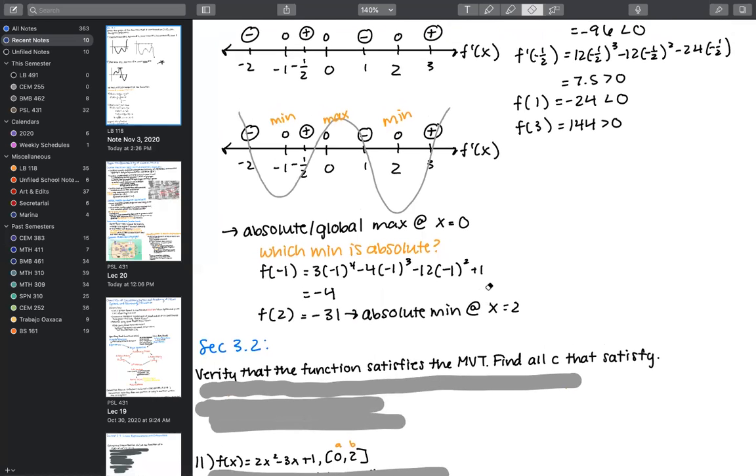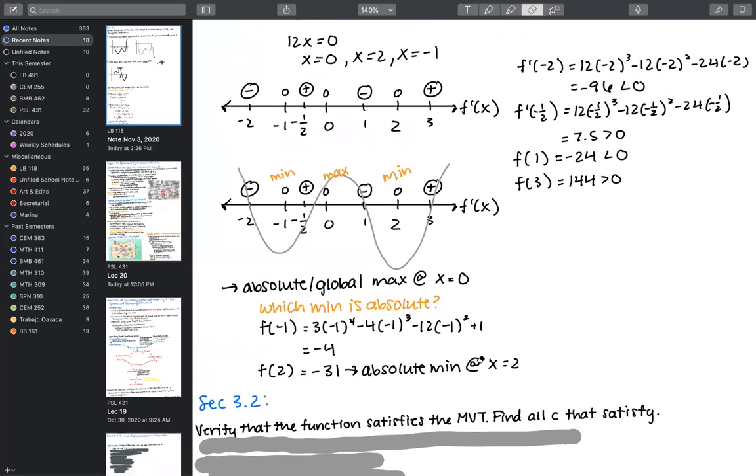That is the last of this type of problem that we're going to do. Any questions before we move on to section 3.2? Okay.